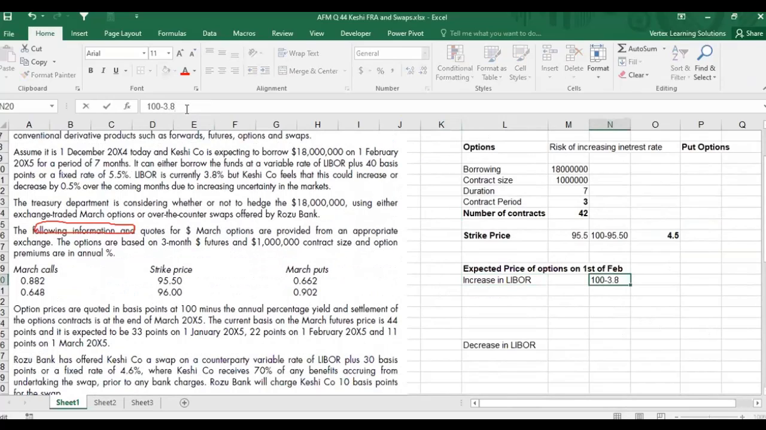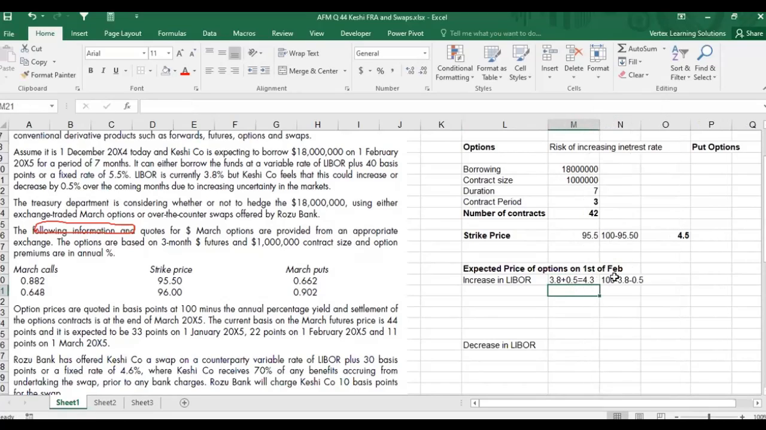And I'm adding 0.5, which means 3.8 plus 0.5 is equal to 4.3, okay? So this is what you see, that LIBOR will go up. So you can say that 100 minus 4.3.